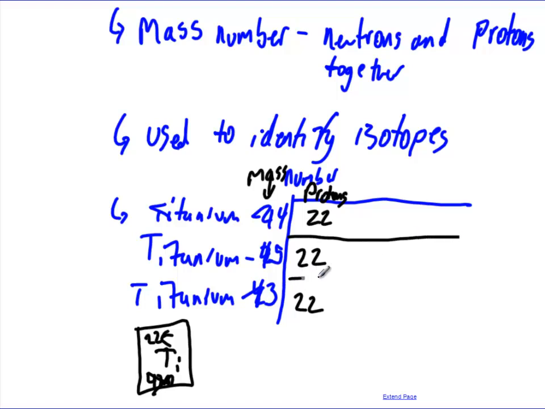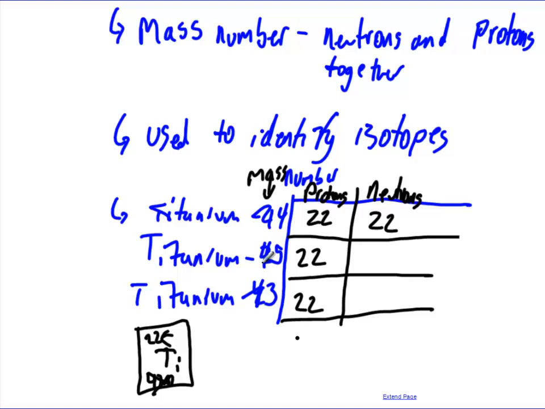So what's the 44 and the 45 and the 43? Well, titanium 44 is telling me that there's 44 particles in the nucleus. 22 of them are protons, which leaves us with 22 to be neutrons, because 44 minus 22 is 22. Titanium 45 has 22 protons because it's titanium, but there's one extra thing in the nucleus, so it must be a neutron. Titanium 43 has 22 protons because it's titanium. If it didn't have 22 protons, it wouldn't be titanium. But there's one less, so there's only 21 neutrons in titanium 43.